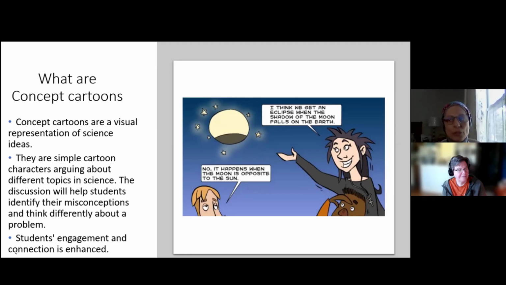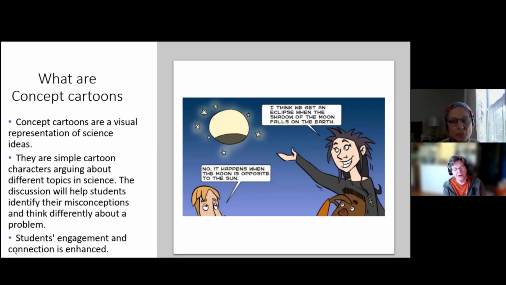Concept cartoons are a visual representation of science ideas. They are simple cartoon characters arguing about different topics in science. The discussion helps students identify their misconceptions and think differently about the problem. What I like in this activity is the number of alternative conceptions which can be diagnosed through student discussion and student questions. In addition, this activity enhances student engagement and connection.